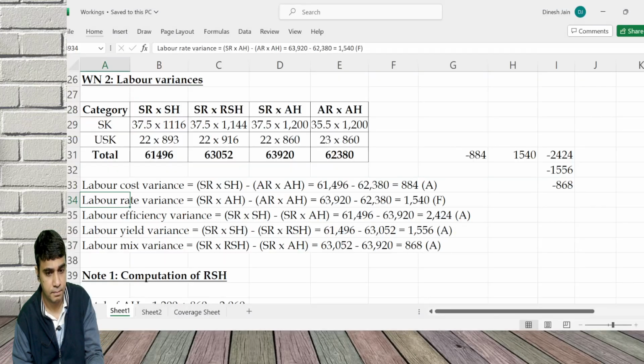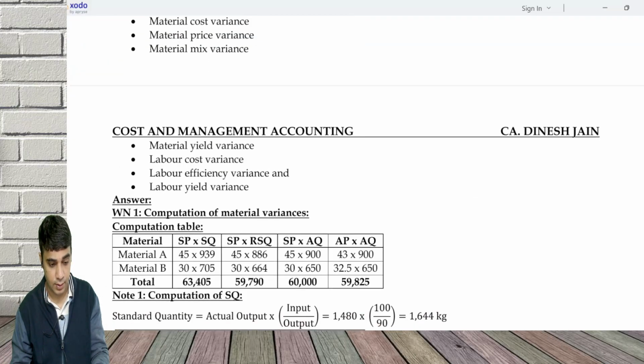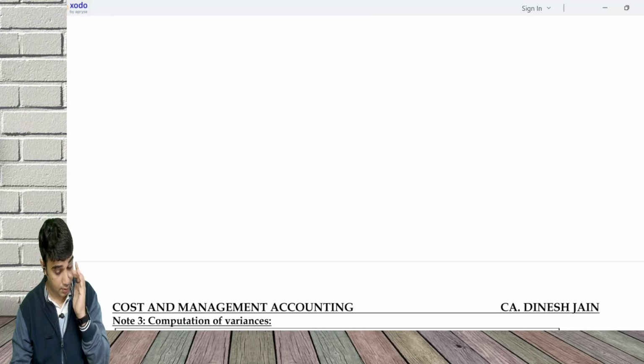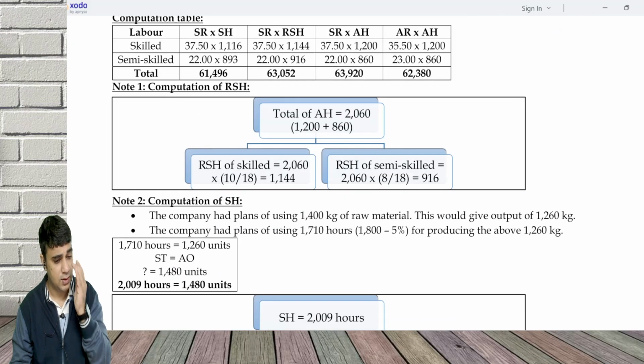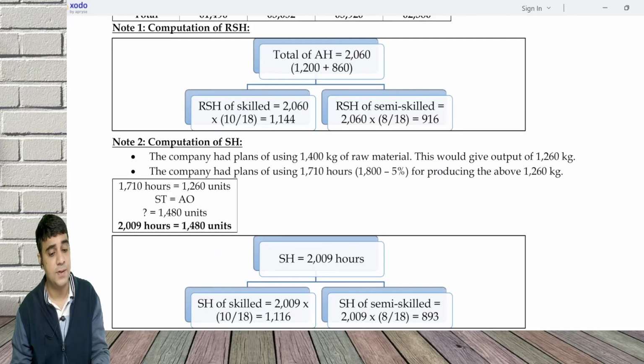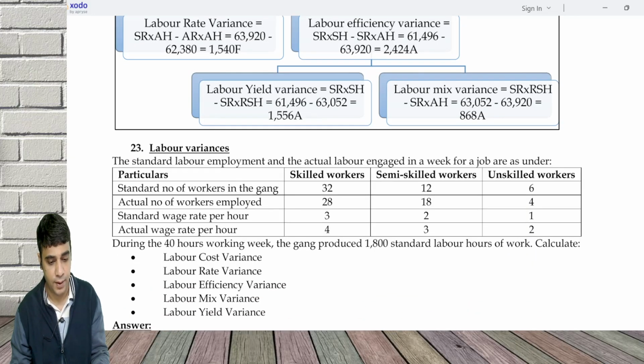Yep, done. Can you proceed? Any doubts? Any doubts on this? Yeah, this is what they have done. They have subtracted that 5% in the standard time. That alone, I was not very sure, but okay, let's follow what they have done.